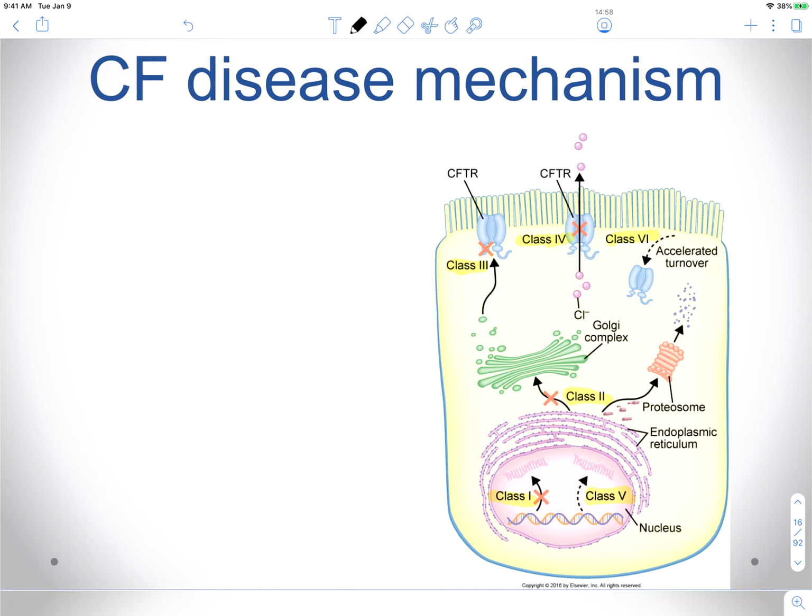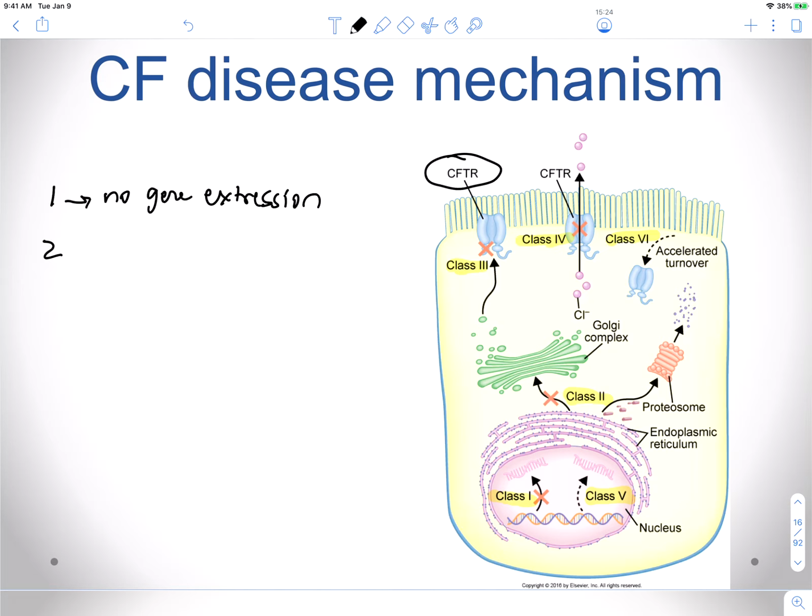So let's start with class 1. For class 1, there is no gene expression. And the gene we're talking about is the protein that codes for the receptor. So this is the chloride receptor on the surface of the cell. And so if you don't have expression of this receptor, obviously you're going to present with the disease.